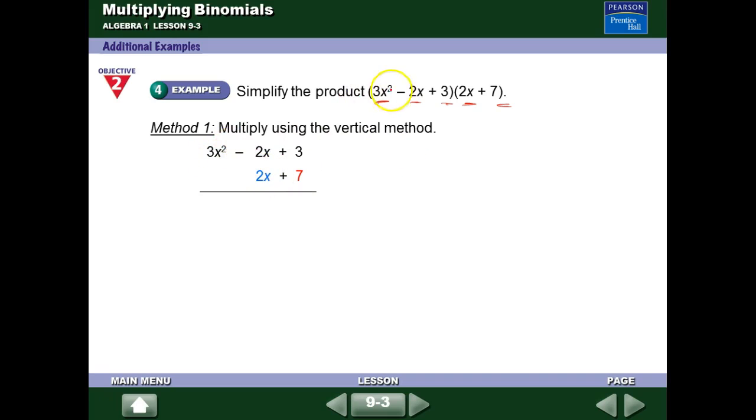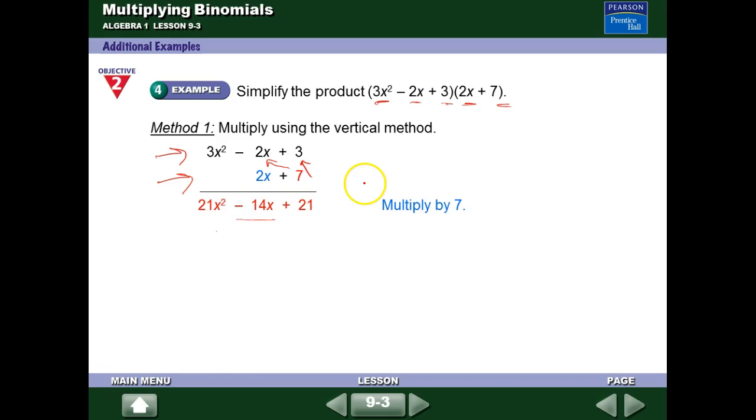What they are doing is they're just taking their trinomial here and putting what they're multiplying by, the binomial, down below. You can see they've labeled this in red for us. They took 7 times 3, which is 21, 7 times negative 2x, negative 14x, and then 7 times 3x squared. 7 times 3 is 21, and then you bring your x squared with it.